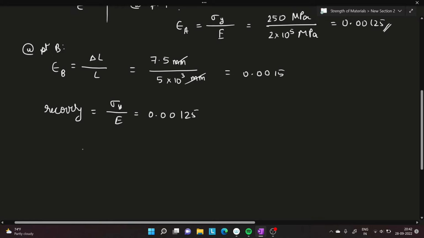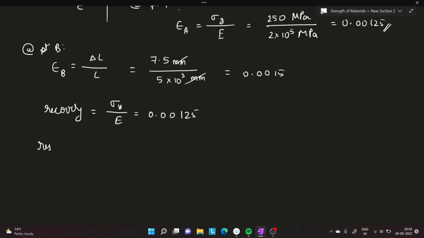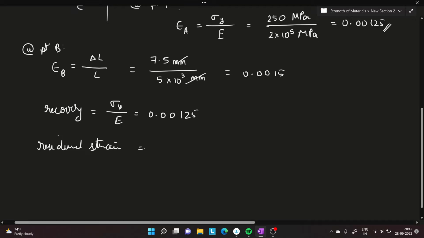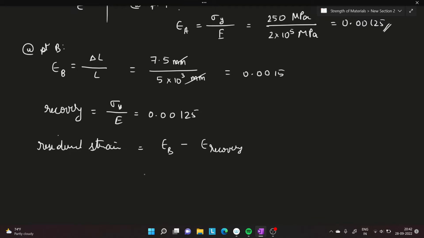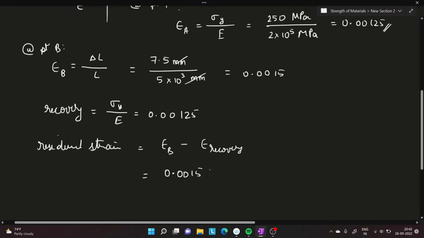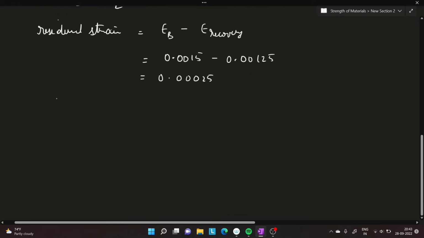So the permanent or the residual strain is going to be equal to epsilon at point B minus epsilon recovery. That is nothing but point B minus point A. So as simple as that. We are going to have 0.0015 minus 0.00125. So it is nothing but 0.00025.